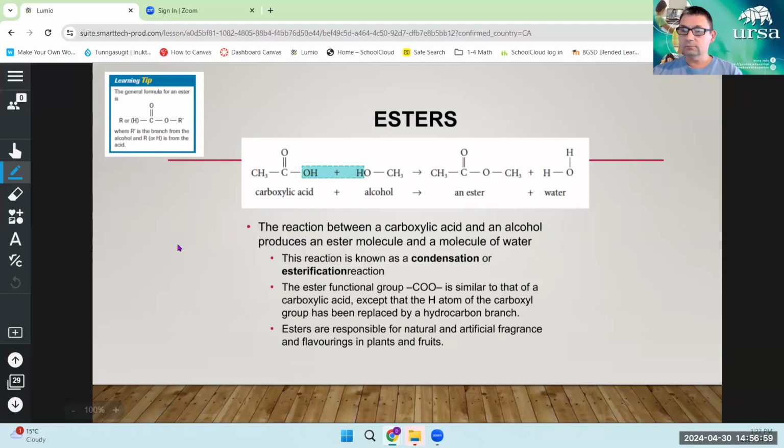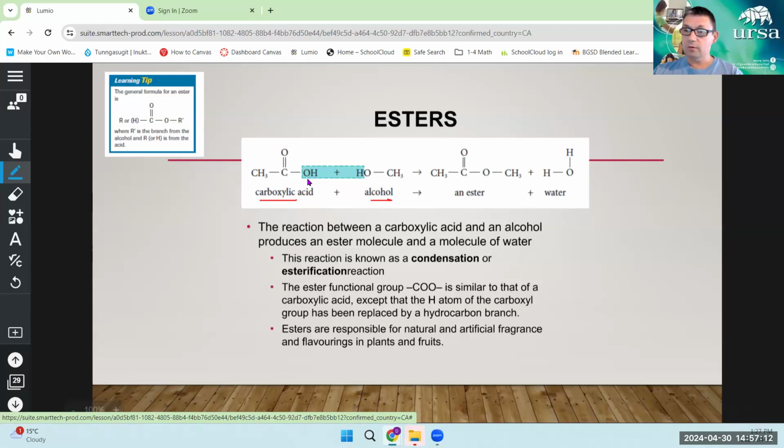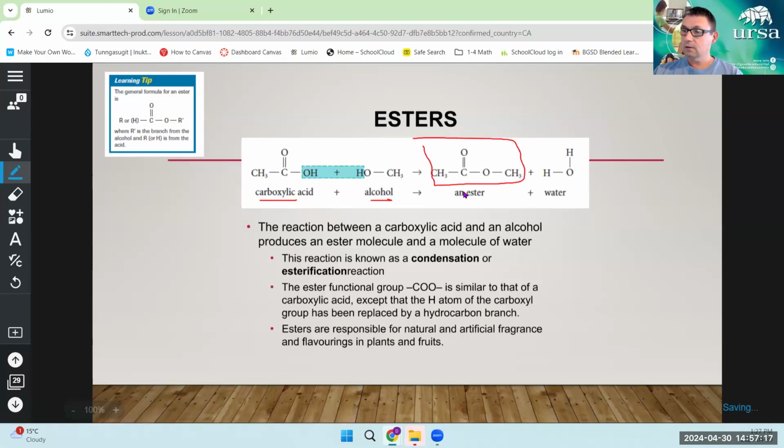As for esters, esters are formed when carboxylic acids react with alcohol. H from the alcohol combines with the OH group from the carboxylic acid to yield the ester plus water. This reaction, because water comes off, is condensation, and it creates an ester, an esterification reaction. Now, the functional group is similar, but on the other end, the oxygen is not bonded to an H, it's bonded to the rest of the carbon chain.